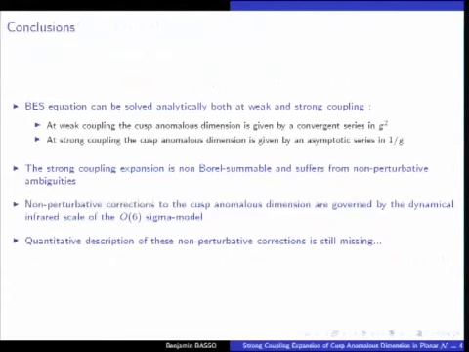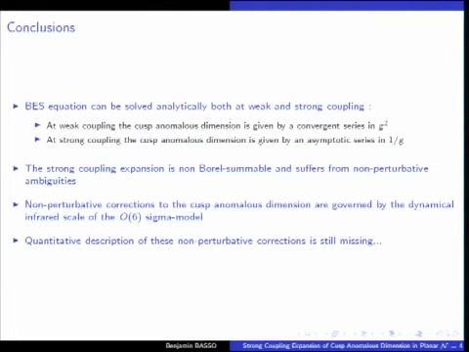So now I would like to conclude. What we learn is that the BES equation can be solved analytically at weak and strong coupling. At weak coupling, the cusp anomalous dimension is given by a convergent series in g square, and at strong coupling, the cusp anomalous dimension is only given by an asymptotic series that suffers from non-perturbative ambiguities related to its non-Borel summability.